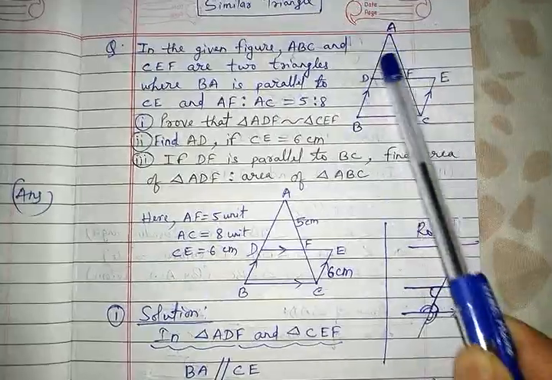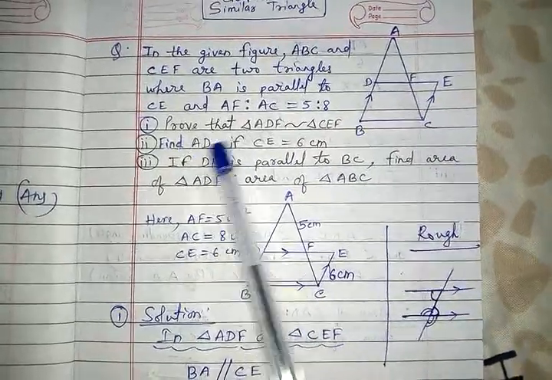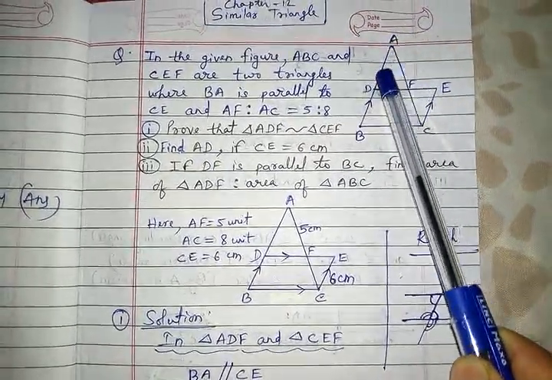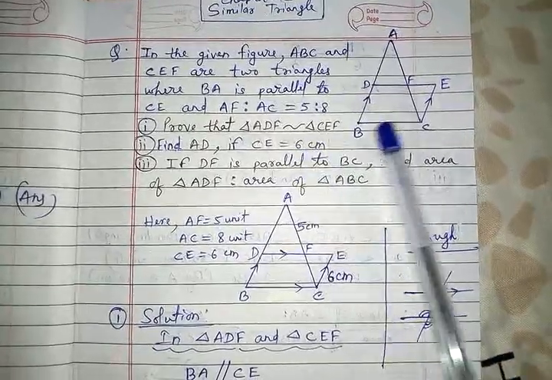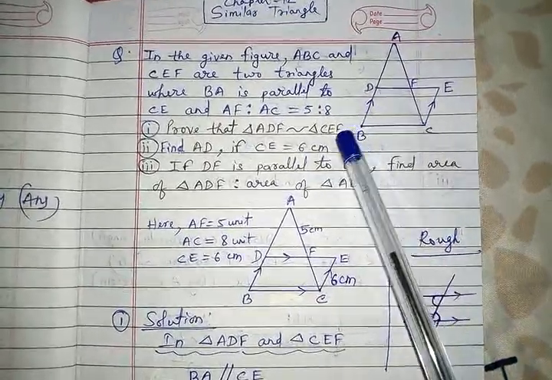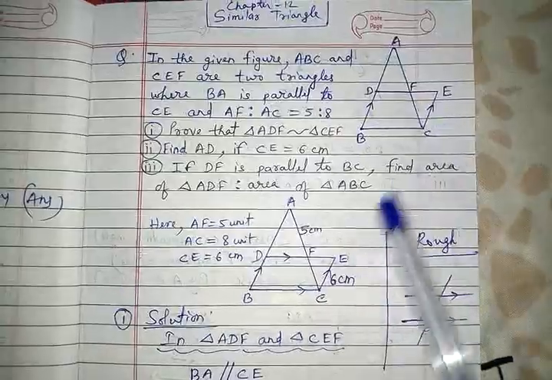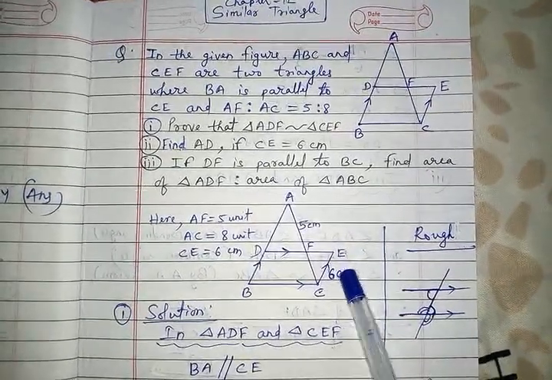Now prove that triangle ADF, this upper small triangle ADF, is similar to triangle CEF. So these two triangles we have to prove similar. Next, find AD. We have to find the value of AD, if CE is 6 centimeters. So the value of CE here I have drawn is 6 centimeters.